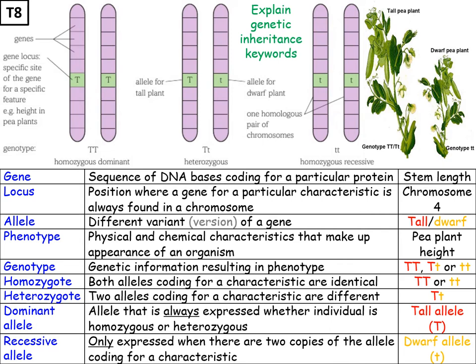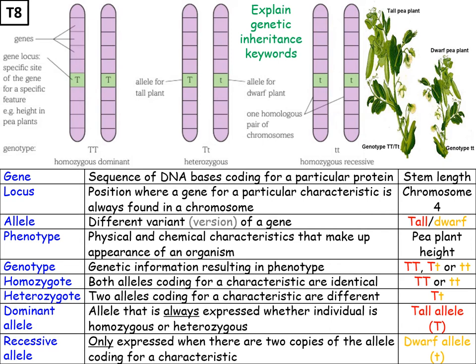The locus or loci is the position where a gene for a particular characteristic is found in a chromosome. So in this case, the stem length gene or the stem length alleles are found in chromosome 4. So that would be the locus for stem length.